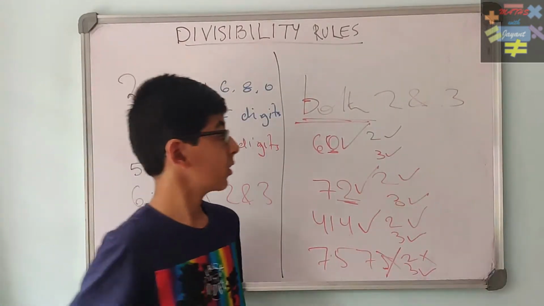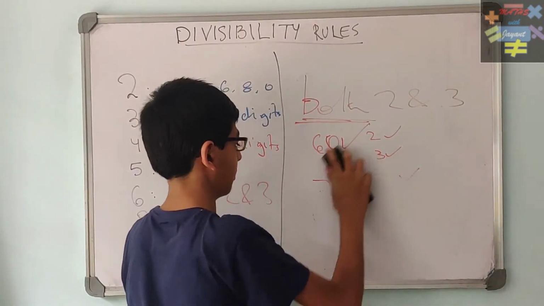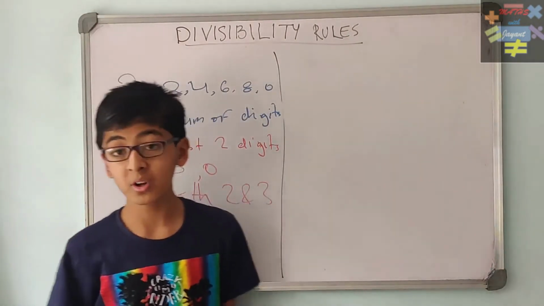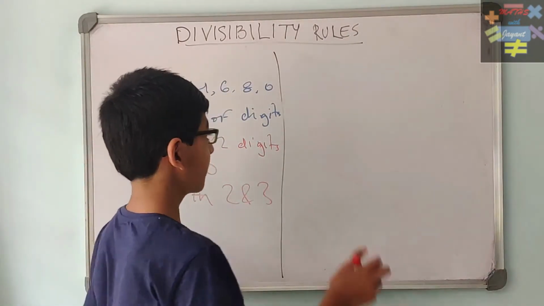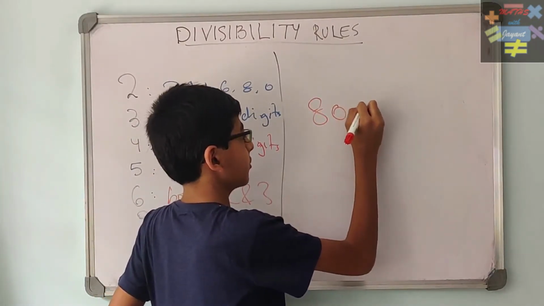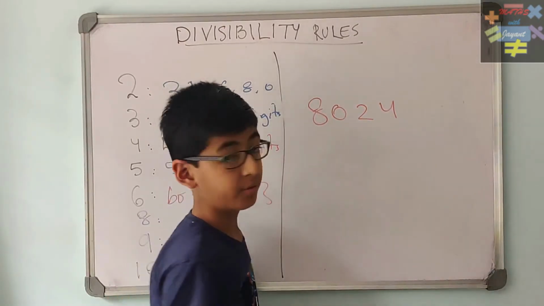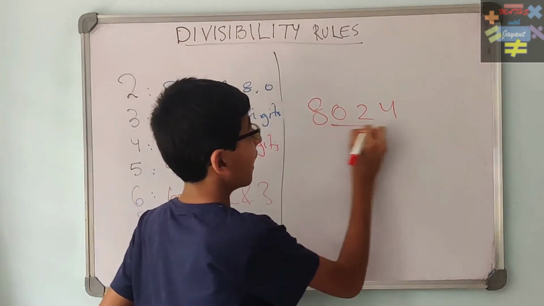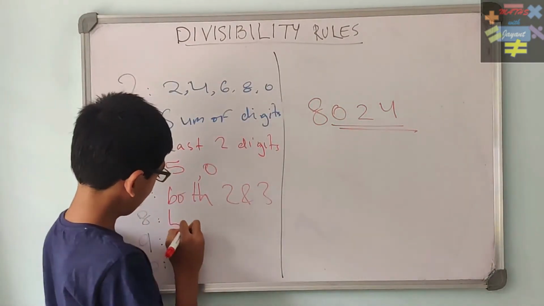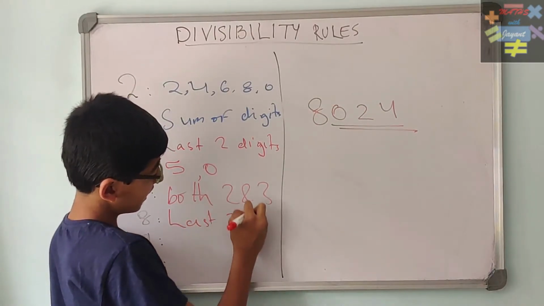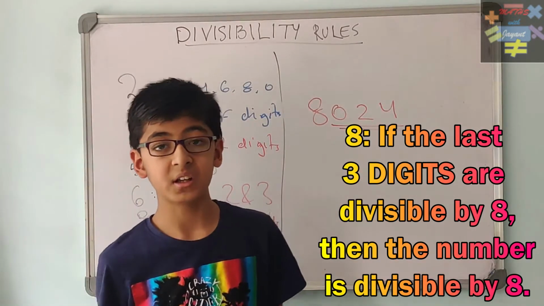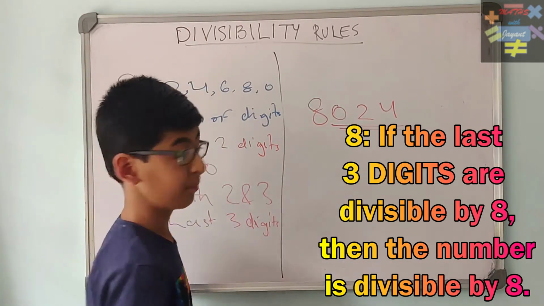Now moving on to the divisibility rule for 8. So what is the divisibility rule for 8? Let us take an example, 8024. What should we do over here? Let's see the last 3 digits. Yes, we need to check the last 3 digits. If the last 3 digits are divisible by 8, then the whole number is divisible by 8.